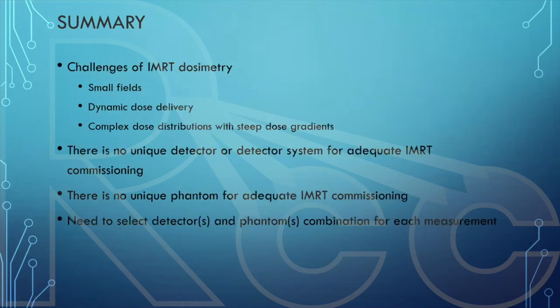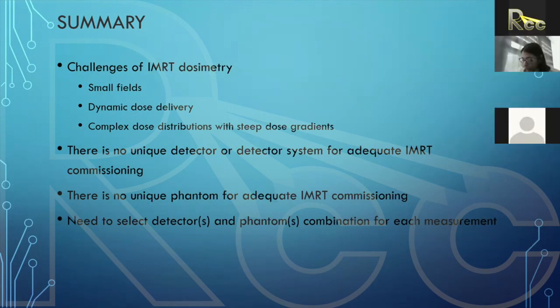So as a summary, there are multiple challenges that we face when we're doing IMRT dosimetry. We're dealing with small fields. We have a dynamic dose delivery. We have complex dose distribution with a steep dose gradient. Keep in mind that there is not a unique detector or a detector system that is adequate for IMRT commissioning. There is not a unique phantom for adequate IMRT commissioning. So you need to select your detector combination with a phantom for each type.